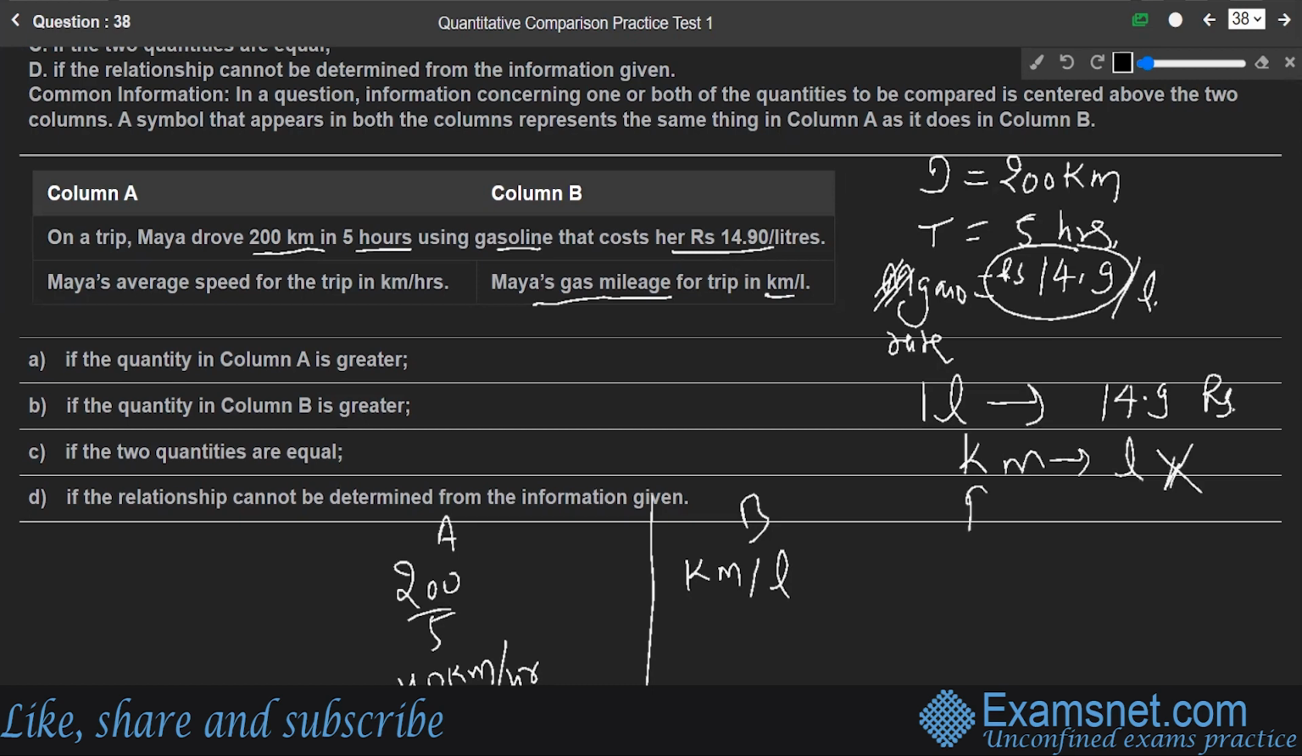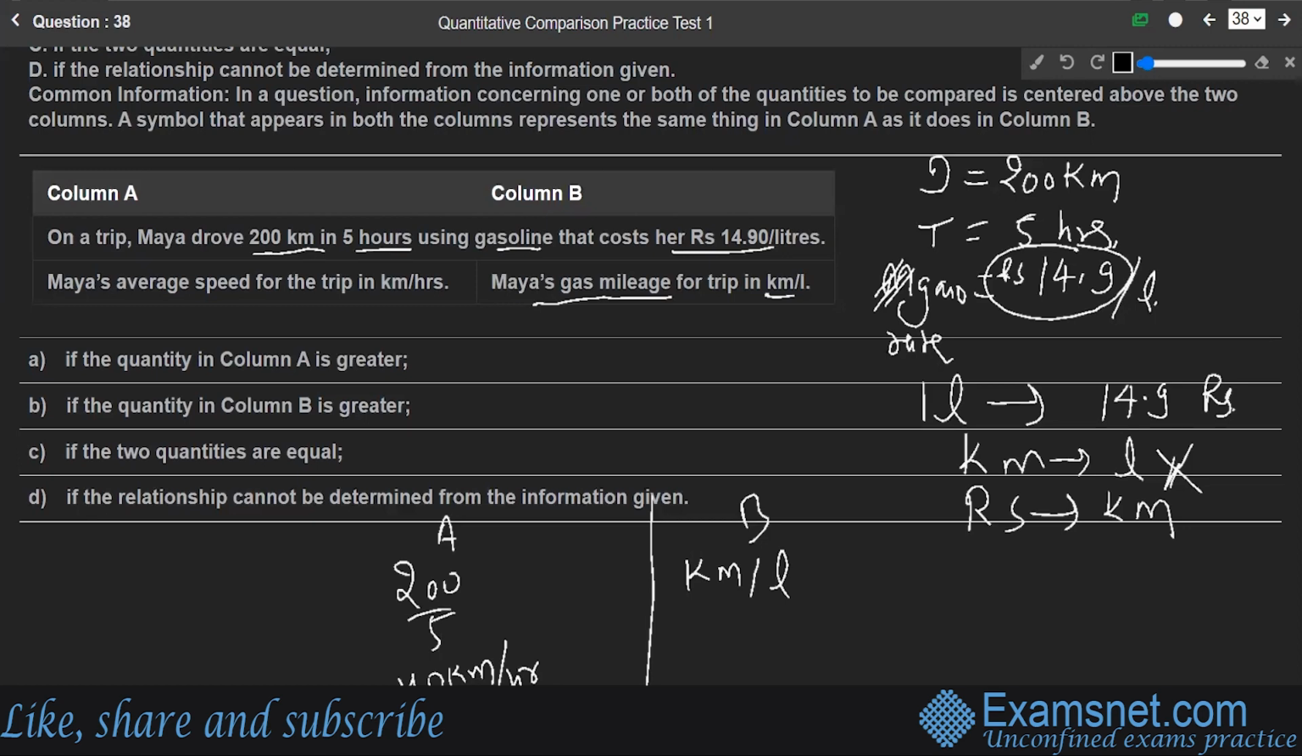Rather, the connection between rupees and kilometer is also not mentioned. That for driving this many kilometer, this many rupees of petrol is consumed, this is also not given. And for riding this much kilometer, this much liter of petrol is consumed, that connection is also missing. Only the speed, distance, and time is given, and the cost of gasoline is given. But how much a car covers in 1 liter of petrol or in 14.9 rupees is not given.